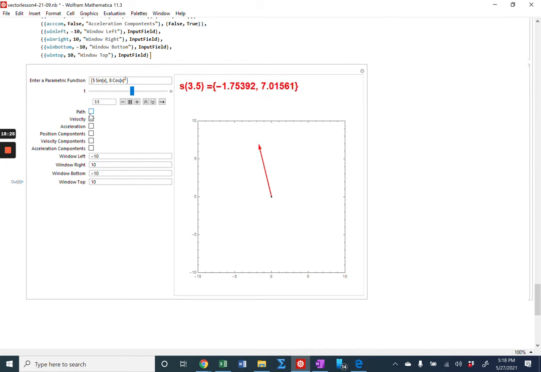So maybe you can imagine it. Let me show it to you. It's just an upside down parabola here. You can see all of this. You can see the object traveling along this path.